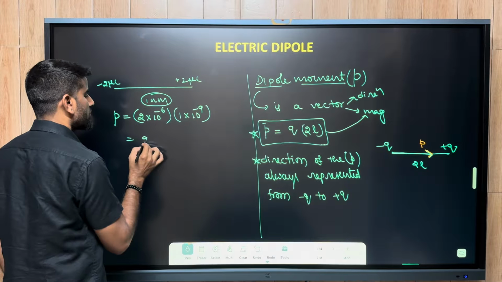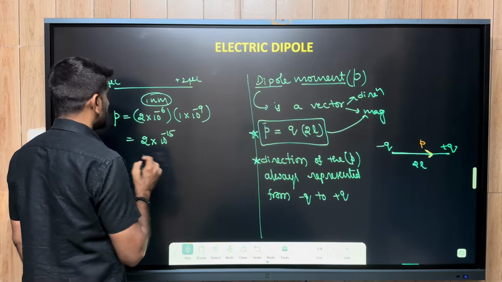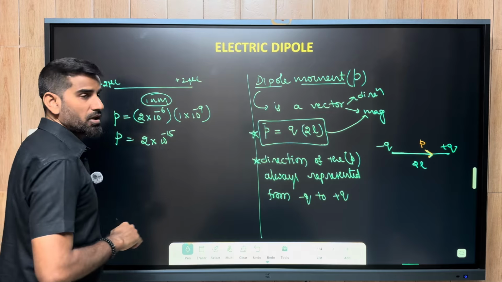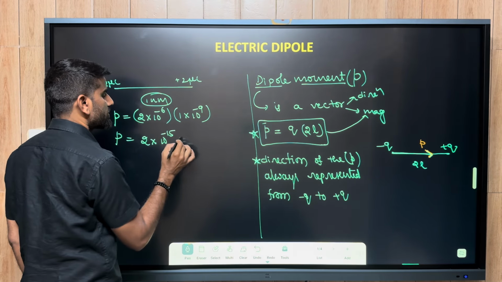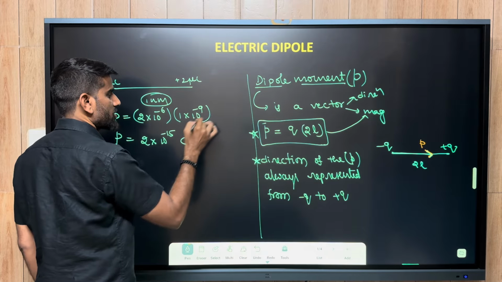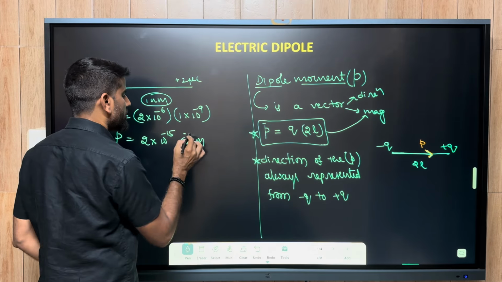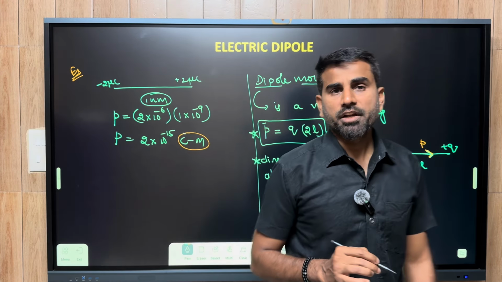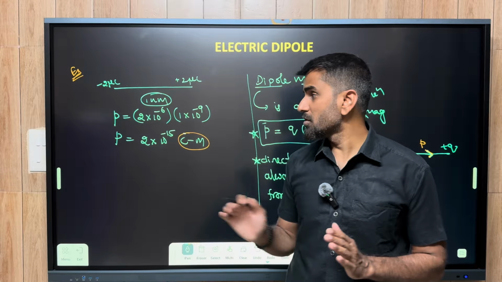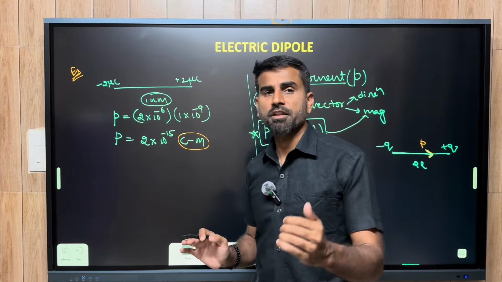So what will be our answer? 2 into 10 to the power minus 15. Okay, let me define the units here. What is the unit of charge? It's coulombs. What is the unit of separation between the two charges? Which is meter. Coulomb meter is the unit of dipole moment. Hope the example is clear to you. I'm going to give you one more example, a little better than this one.